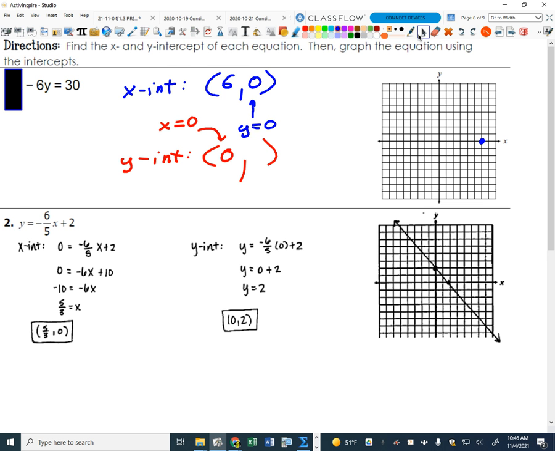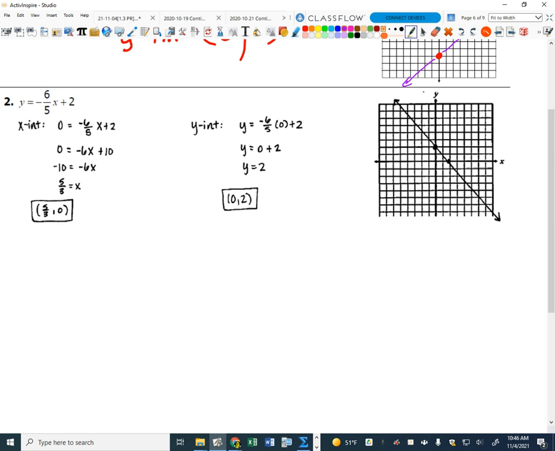Now how easy is that? That's a pretty good deal, huh? So (0, negative 5), 1, 2, 3, 4, 5. There it is. And now we can draw our line. We'll just connect and extend, and there it is. Okay? We can do this, you know.